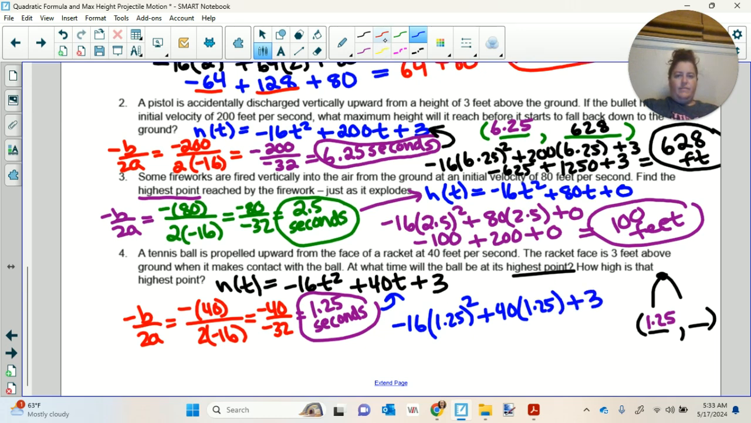So we plug that in one more time. You could type all of that straight into your calculator, including the parentheses, or you could just go ahead and start by taking that 1.25 squared times that negative 16, which gives you a negative 25. Then you could take the 40 times the 1.25, that would give you 50, plus the 3. And when you add all those together, you're going to get 28 feet high.